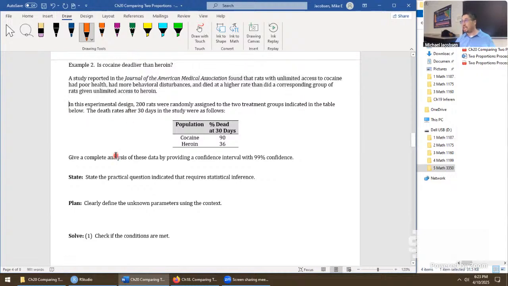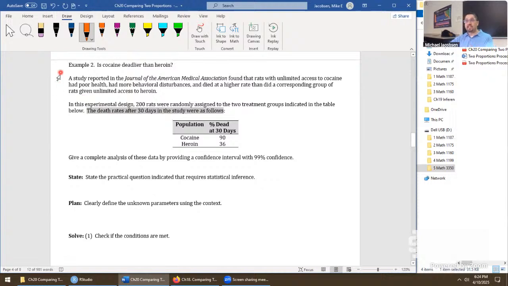So they go on further to say how this experiment worked. It was an experimental design. That's nice to hear because that gives us random data. 200 rats are randomly assigned to the 2 treatment groups indicated in the table below. So that random assignment gives us 2 independent populations, and now this is considered to be random data. They tell us the death rate after 30 days.